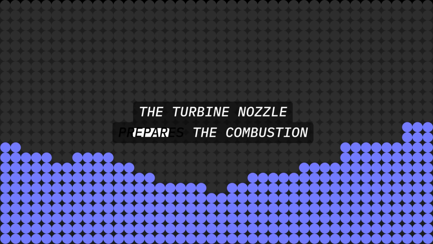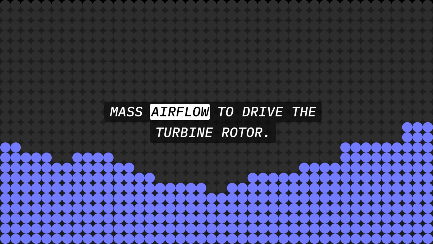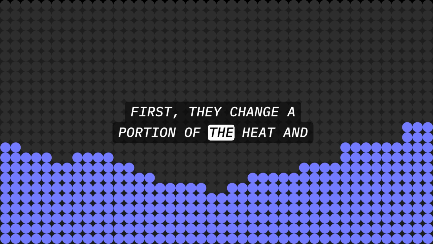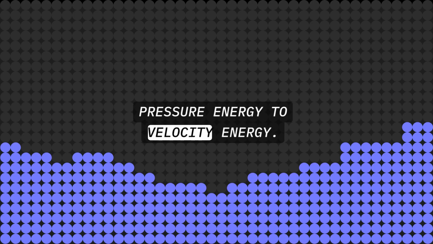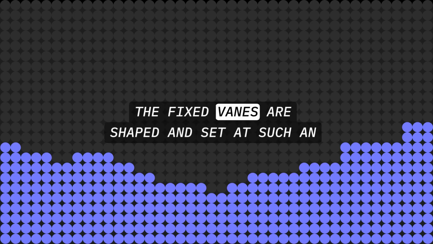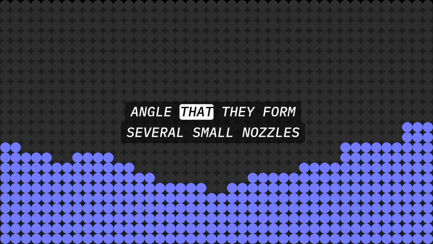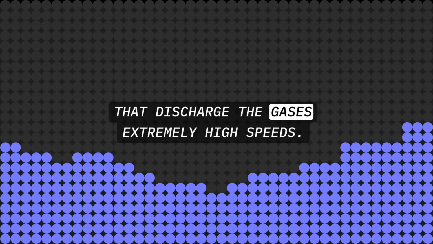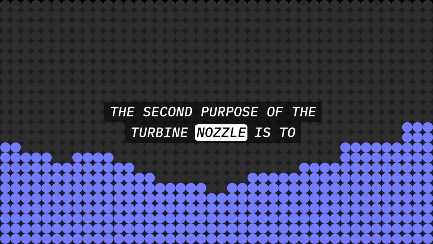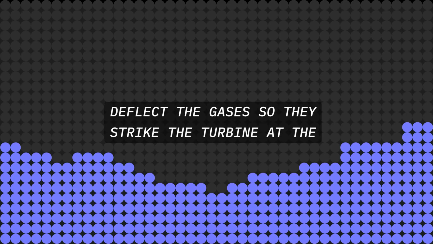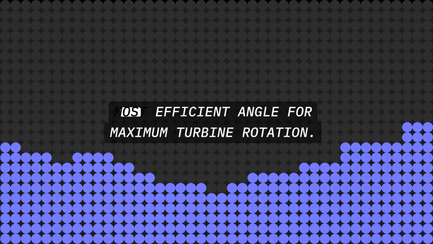The turbine nozzle prepares the combustion mass airflow to drive the turbine rotor. First, they change a portion of the heat and pressure energy to velocity energy. The fixed vanes are shaped and set at such an angle that they form several small nozzles that discharge the gases at extremely high speeds. The second purpose of the turbine nozzle is to deflect the gases so they strike the turbine at the most efficient angle for maximum turbine rotation.